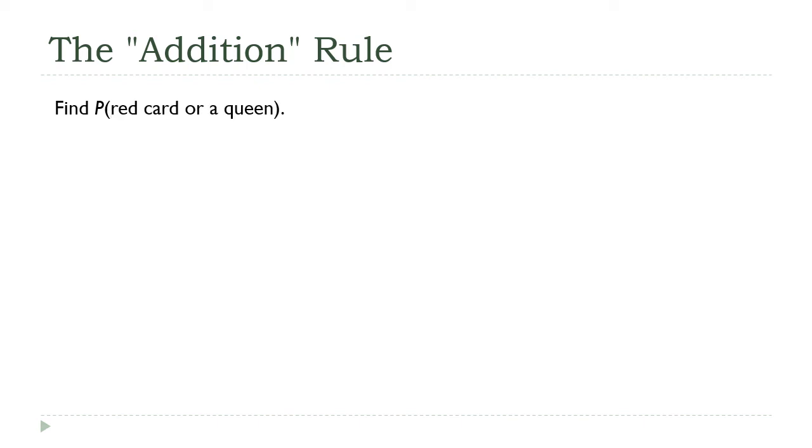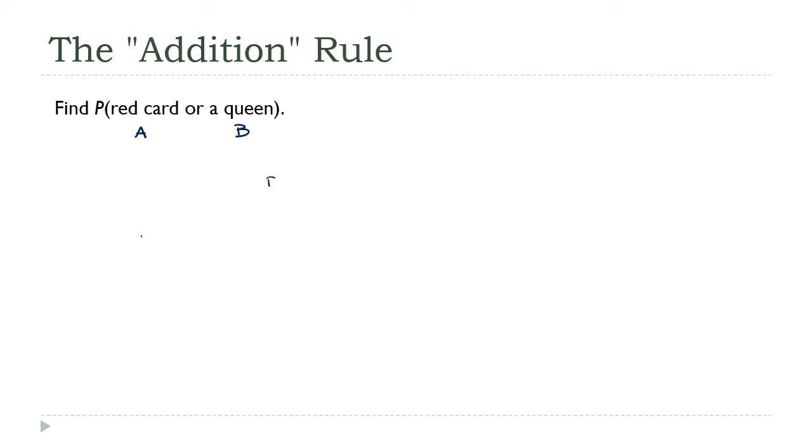Okay, so let's take a look at this one right here, and you can pause if you like. You can try to work this one out on your own, right? Then come back and watch me do it. So we have two events here. I'm going to call A getting a red card, and I'm going to call B getting a queen. Right? So what do I have here?